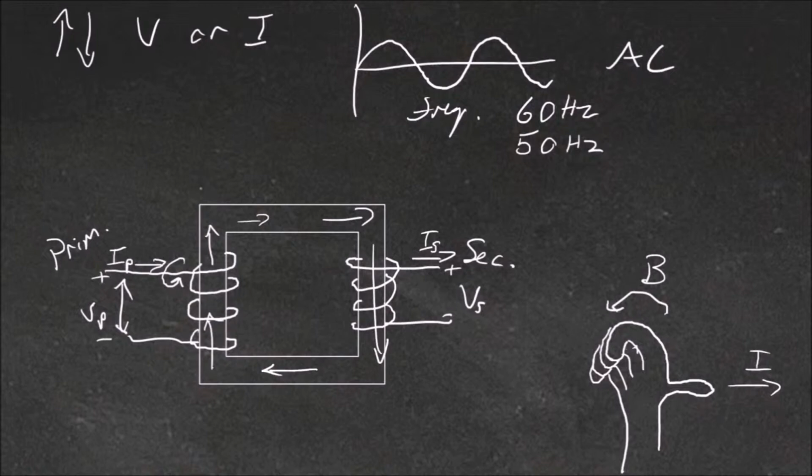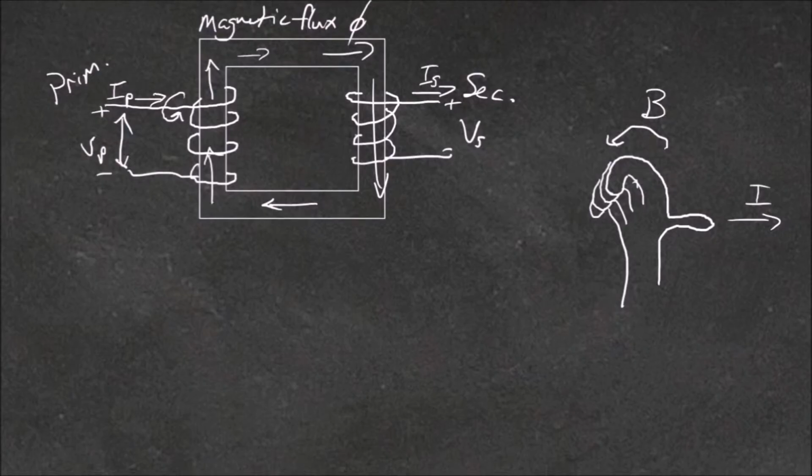And this flowing magnetic field, the magnetic flux, is given the symbol phi. So the magnetic flux is flowing through the secondary winding, and you can see it's producing a current in this coil, which is going this way. And this comes from Faraday's law.